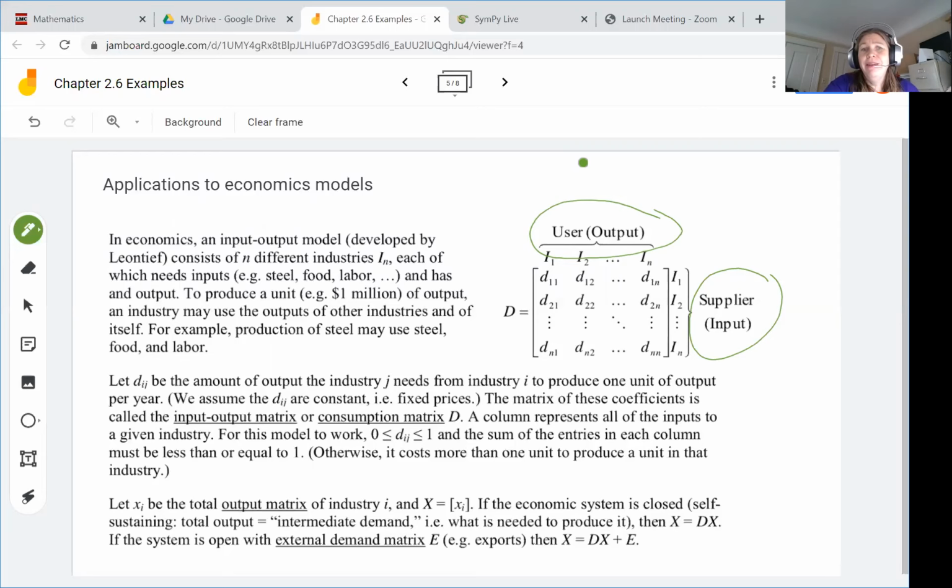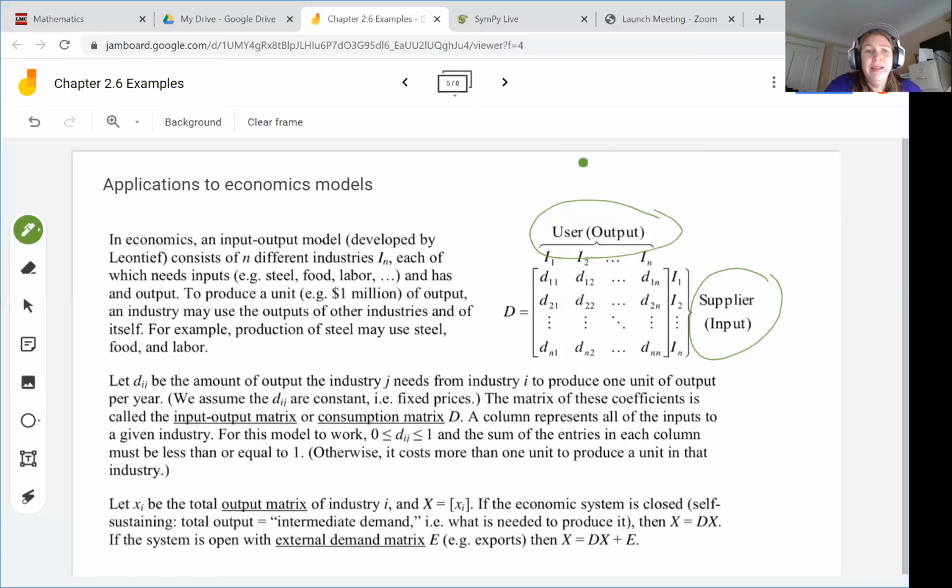It consists of n different industries, each identified as I_n, I is for industry, each of which needs inputs. So in the example we're going to use steel, food, and labor, and the industry has an output to the user. To produce a unit, for example, say $1 million of output, an industry may use the outputs of other industries and of itself. So this is why we need a complex system in n dimensions. For example, production of steel may use steel, food, and labor.